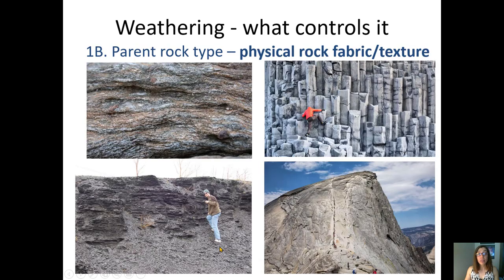Another thing that controls how a rock weathers is the parent rock type, the rock fabric and the texture of that parent rock. So rocks that have fissile layers, that have joints or fractures, that are exfoliating like the granite of Half Dome, or that show foliation like the schist, are going to be places, weaknesses in the rock, where weathering and erosive processes can take place. So the more fractures or layers in your rock, the more weathering can take place.